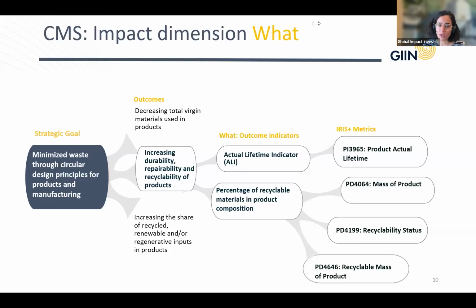If you're looking to increase durability and repairability and recyclability of products, then we suggest to you that the key outcome indicators that you would want to have in mind are two. One is the actual lifetime indicator, and the other is the percentage of recyclable materials in product composition. And there is a number of metrics that are required to calculate these values that you see here on the right.